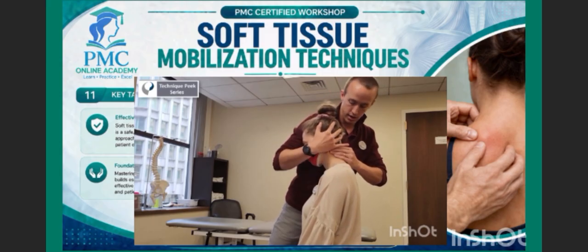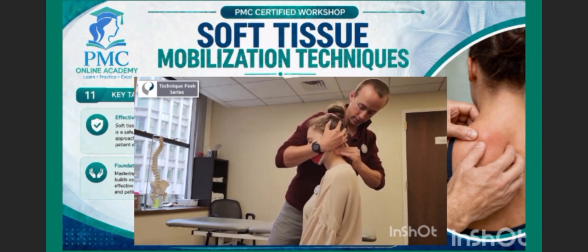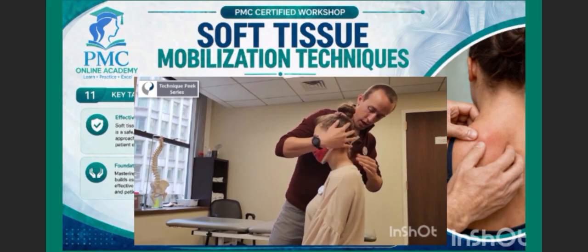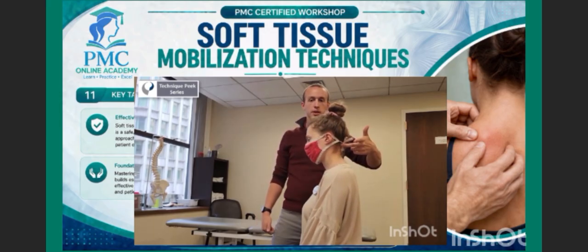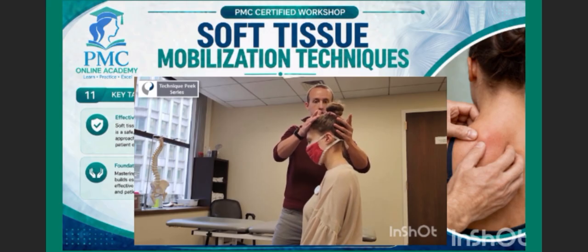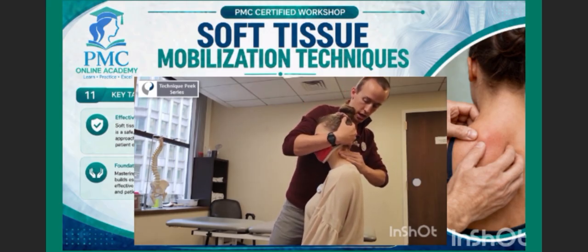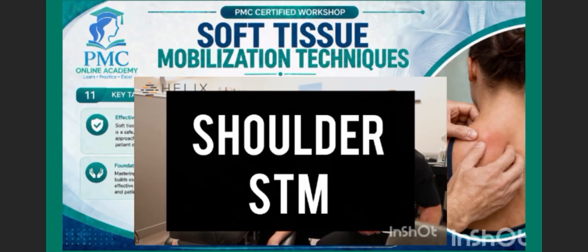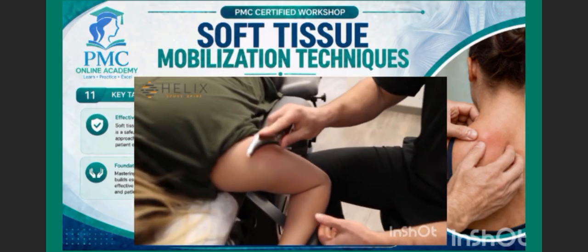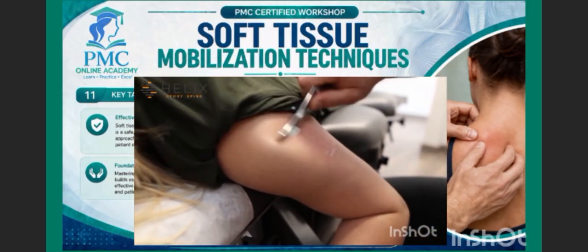Firstly, position the patient comfortably in sitting or lying. Begin with effleurage to warm up the tissues, then use petrissage to gently knead the muscles and reduce pain or tension. If you identify a trigger point during palpation, apply gentle sustained pressure for about 30 to 60 seconds, depending on the patient's tolerance. Always ask the patient, is the pressure comfortable or not?